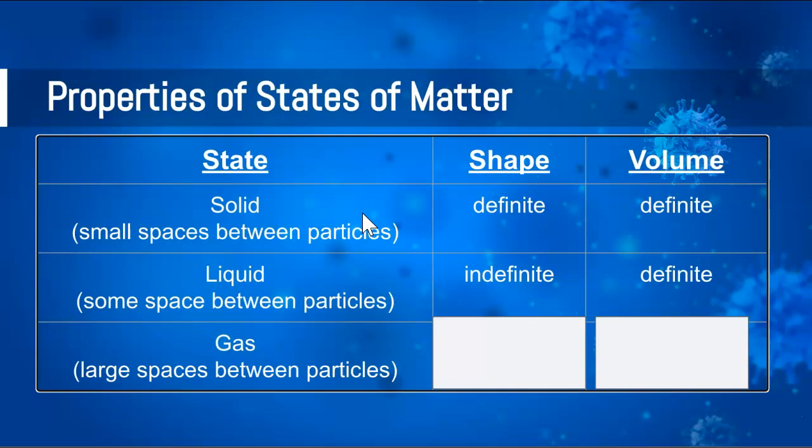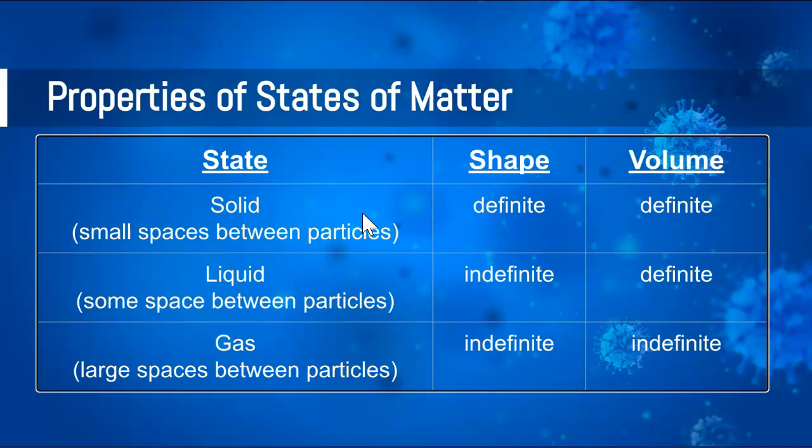A gas, on the other hand, has no definite volume or shape. So a gas, if I were to hold it in a container and then pour it out onto the counter, is just going to spread out everywhere. And to be clear, when I say gas, I'm not talking about gasoline. I'm not talking about gas for a car. I'm talking about a gas, something that has gaseous form.